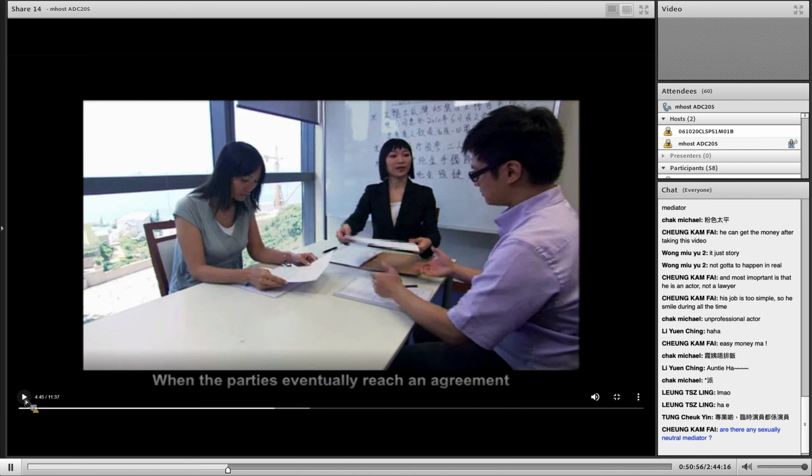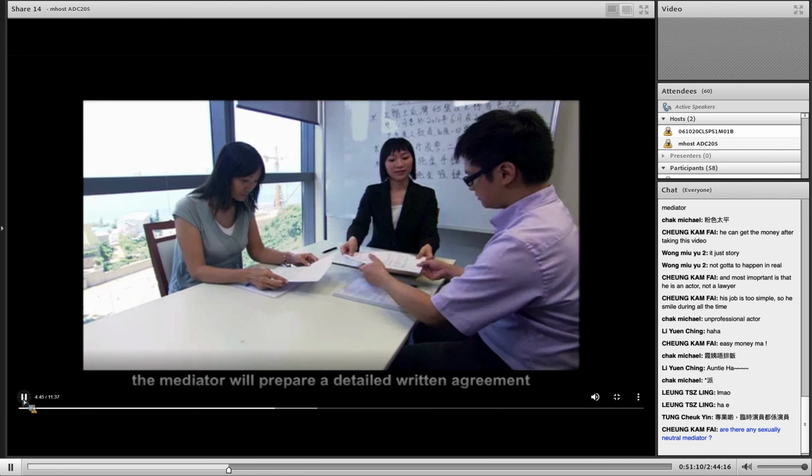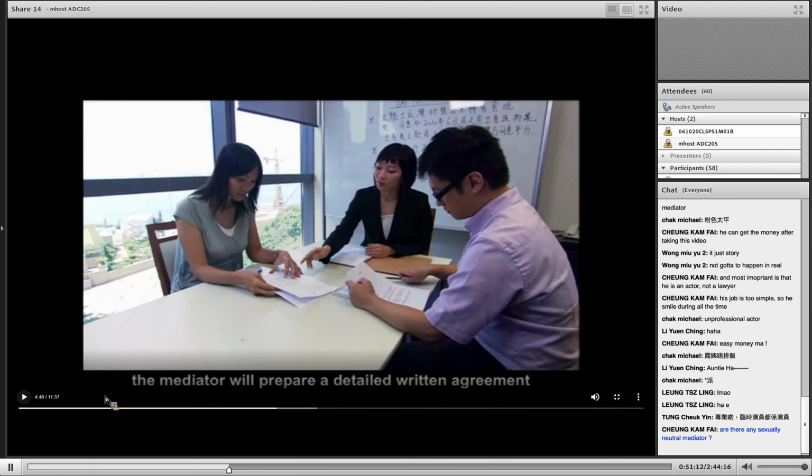If they have reached an agreement, they will sign a settlement agreement. The agreement is binding on the parties. If the parties have already signed the settlement agreement, usually they cannot change their minds. That's also the reason why someone with a legal background will be preferred, because he also has to prepare a detailed settlement agreement. It may involve some legal knowledge or legal expertise before he can prepare the written agreement.